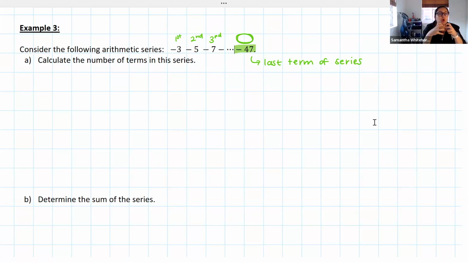If you have been given no information about the sum of these terms in your series, using the sum formula doesn't make sense. I would have too many unknowns. I don't know what n is. That's what I'm trying to work out. I don't know what the sum is. I would have too many unknowns and I'm overcomplicating things. So we always need to go back to the fact that we do have our Tn formula.